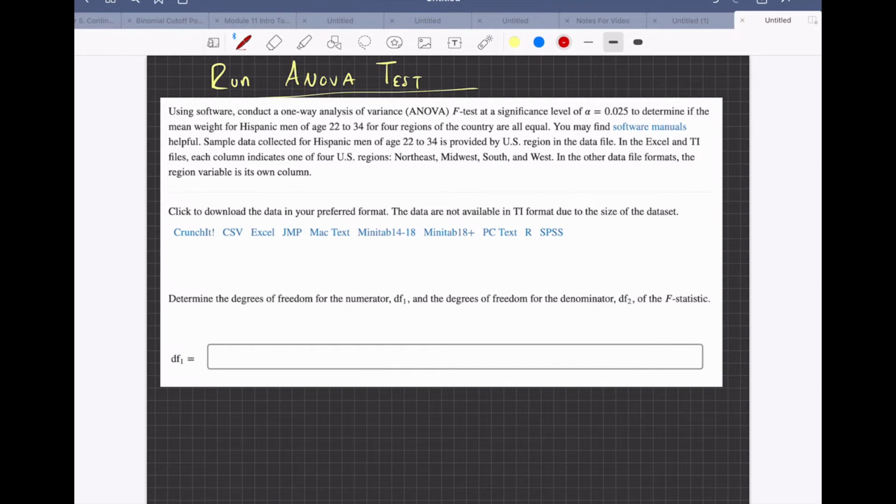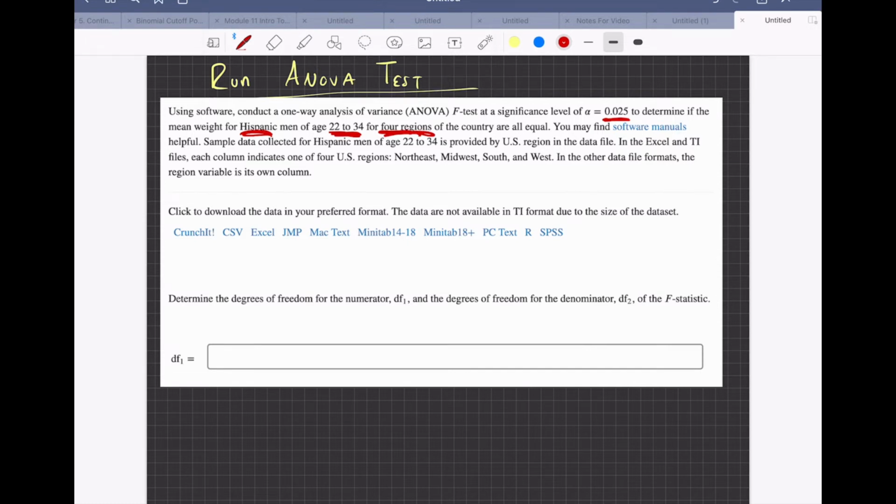Using software, conduct a one-way analysis of variance, ANOVA F test, at a significance level of 0.025, to determine if the mean weight for Hispanic men of age 22 to 34 for 4 regions of the country are all equal. So again, notice 4 regions, so that means we're going to have 4 categories. Sample data collected for Hispanic men of age 22 to 34 is provided by US region in the data file.